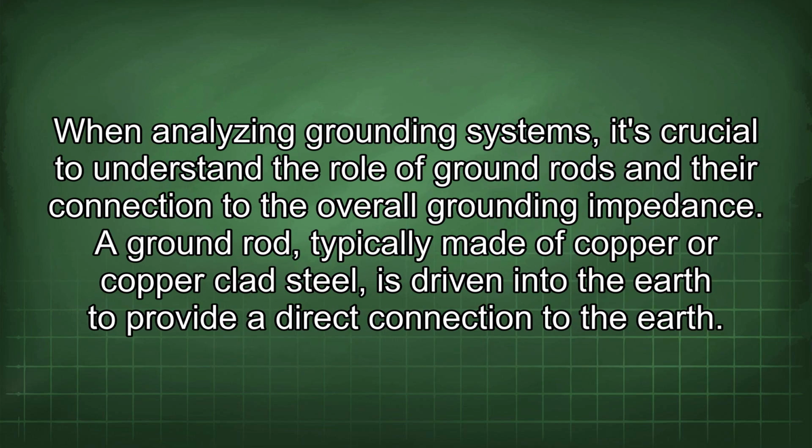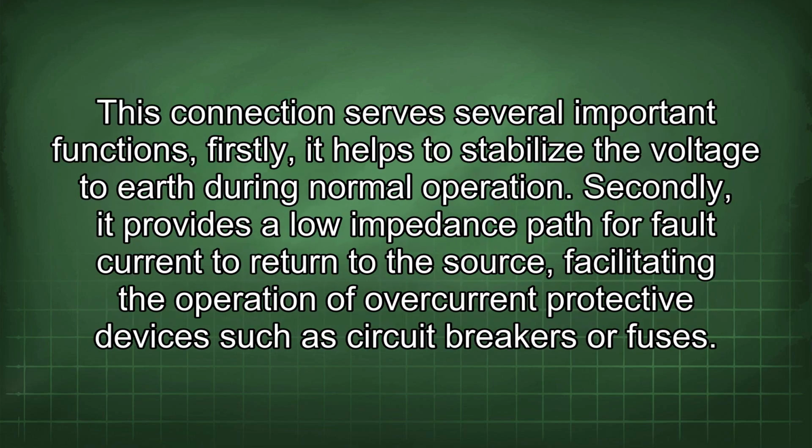When analyzing grounding systems, it's crucial to understand the role of ground rods and their connection to the overall grounding impedance. A ground rod, typically made of copper or copper-clad steel, is driven into the earth to provide a direct connection to the earth. This connection serves several important functions. Firstly, it helps to stabilize the voltage to earth during normal operation.